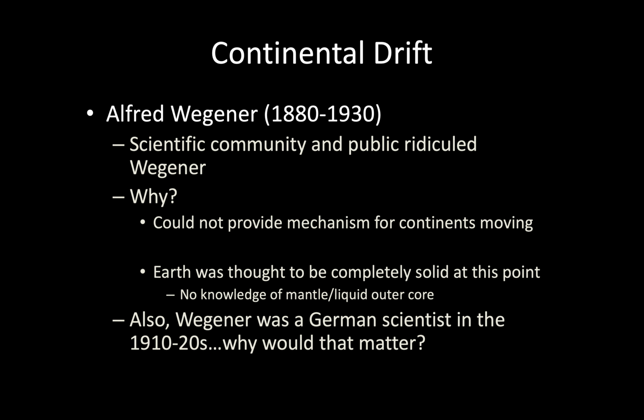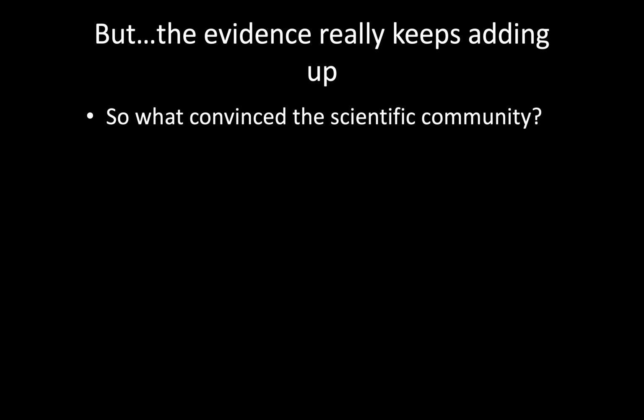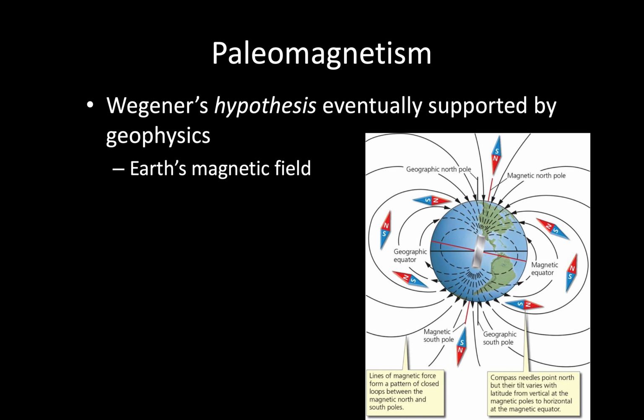So we kind of leave continental drift alone for like 30 years or so, just about. No one accepts it. But there's going to be a finding in the 1950s that really changes that opinion. And what that's going to be is our understanding of paleomagnetism and Earth's magnetic field. So Wegener's hypothesis is eventually going to be supported by geophysics.